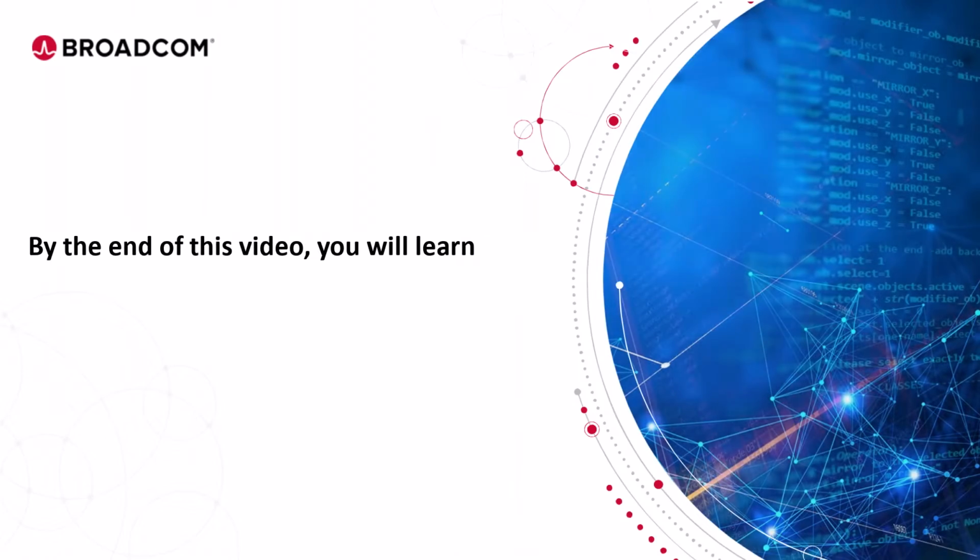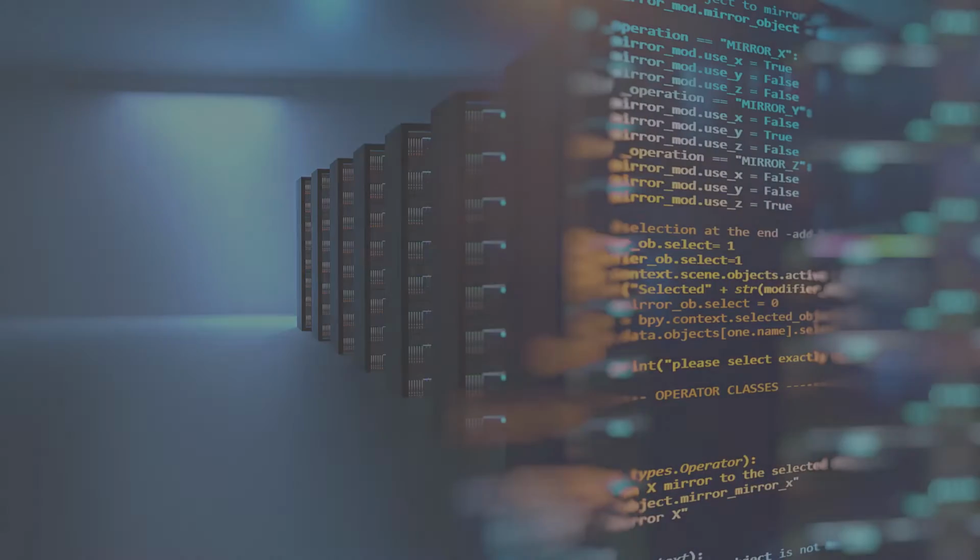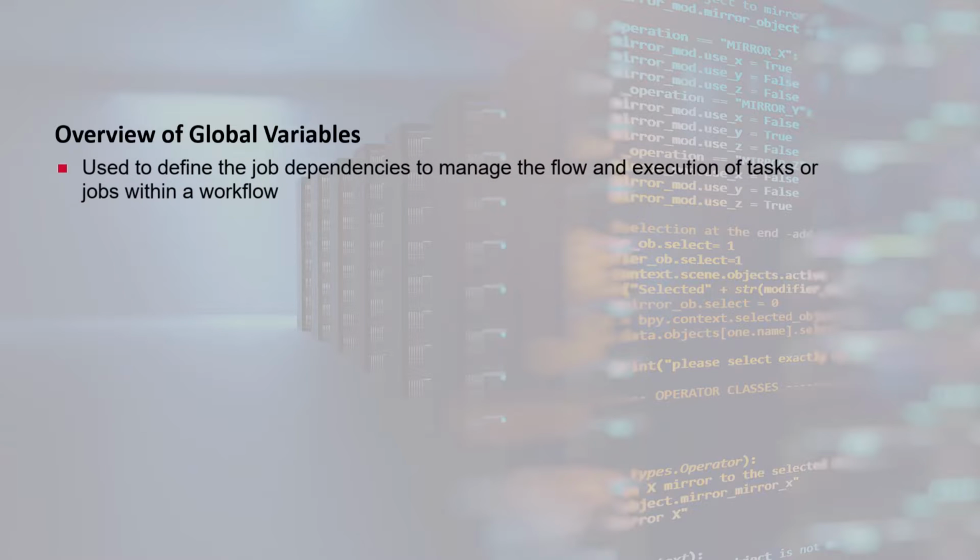By the end of this video, you will learn to manage and control the workflows using global variables. The global variables are used to define the job dependencies to manage the flow and execution of tasks or jobs within a workflow in a particular order.